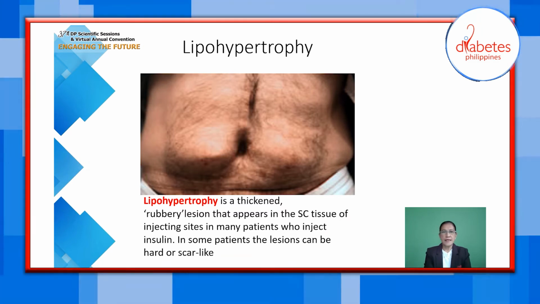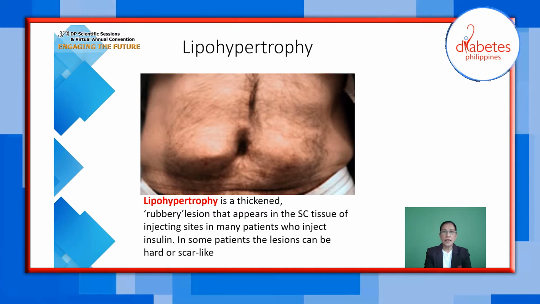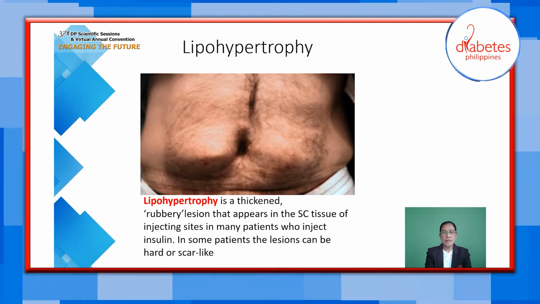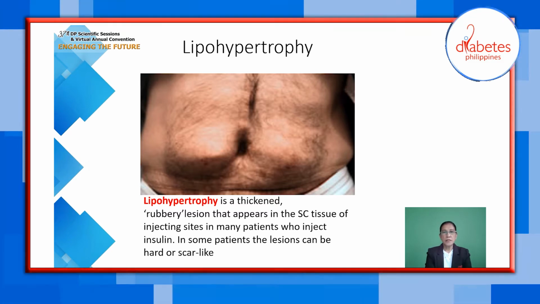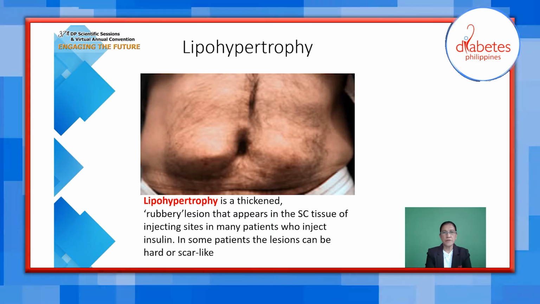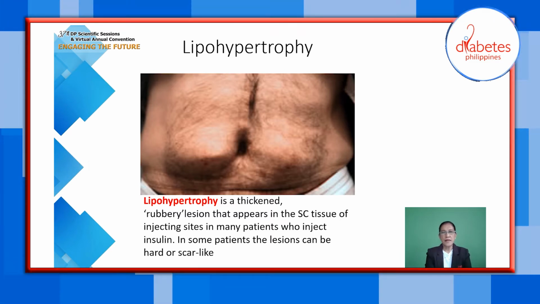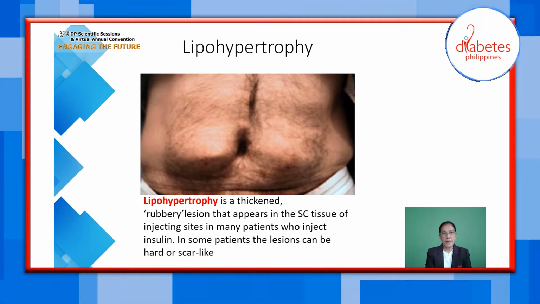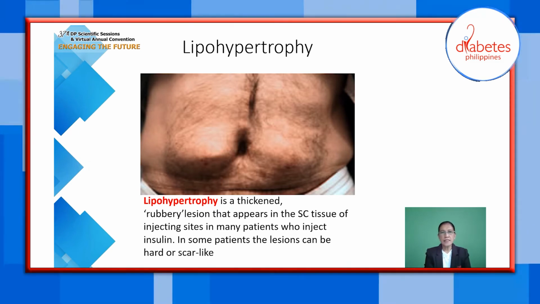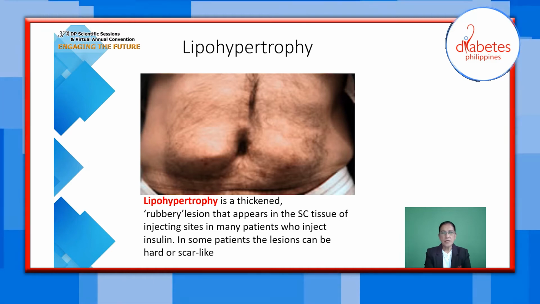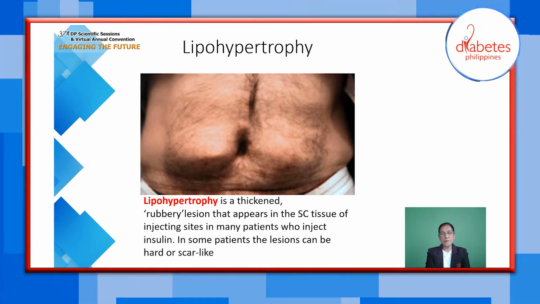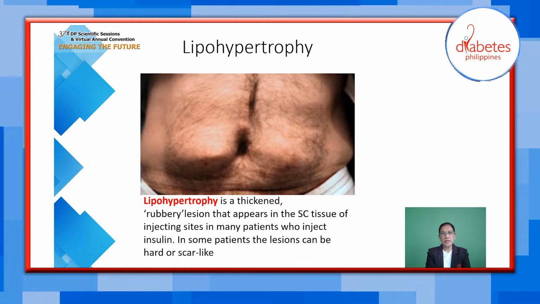Lipohypertrophy is a lesion in the subcutaneous tissue that is rubber-like and hard, and you can palpate that particular area. The one in the picture is easily observed lipohypertrophy, but sometimes you cannot see it, but you can palpate it. In that case, you have to tell your patient not to inject in that particular area because you need a high quantity of insulin because of non-absorption in that area. Please do not use that site for injection.